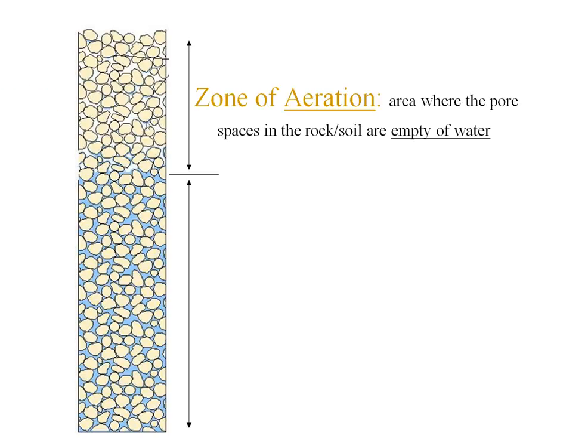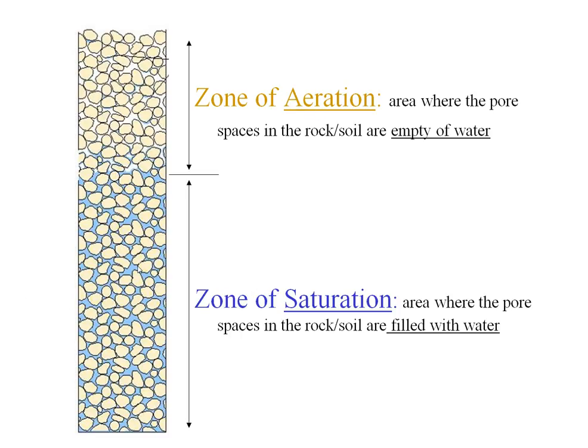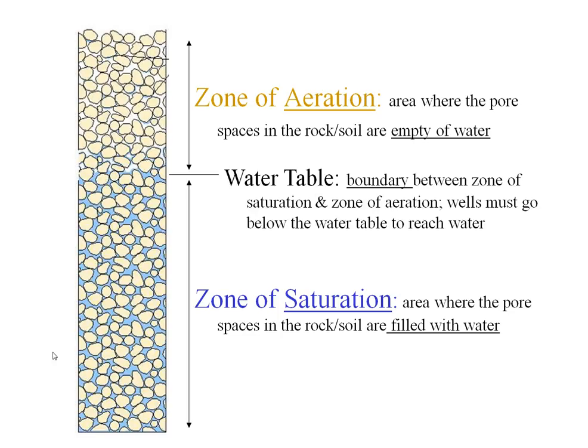The top section here is called the zone of aeration, the area where the pore spaces, the empty spaces, in the rock or soil are empty of water, filled with air, aeration. This bottom section is called the zone of saturation. It's saturated, or filled with water. And the surface between them is the water table, the boundary between the zone of saturation and the zone of aeration. Wells need to go beneath this water table to reach water.